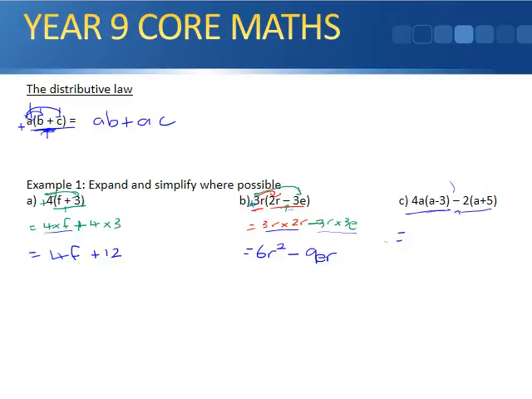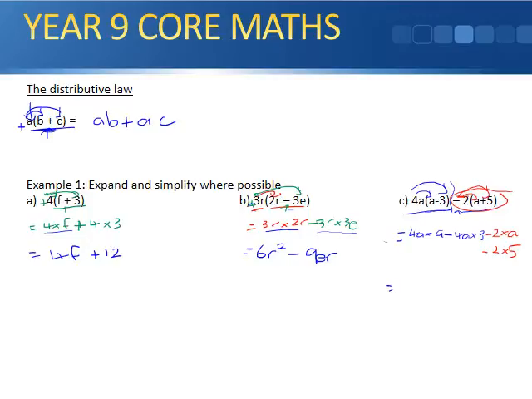Let's do the first one. So let's do up to here first. 4A times A. And 4A times the negative 3, well, it's going to be negative 4A times 3. Let's do this one over here. And it's the negative 2 times the A. And since I can't fit the other one, I'm going to put it underneath. And negative 2 times the 5.